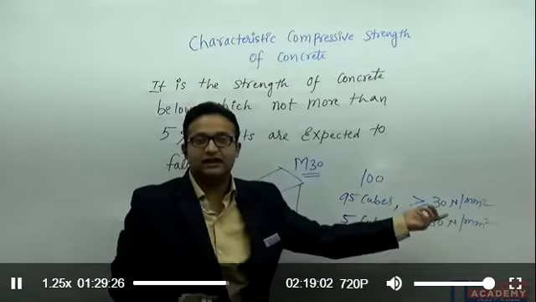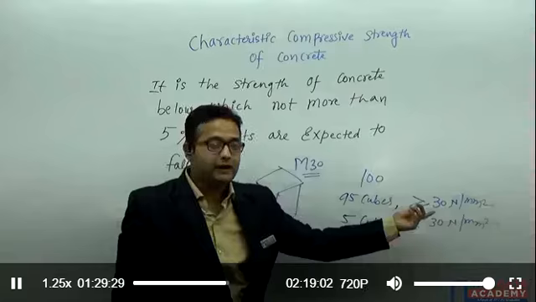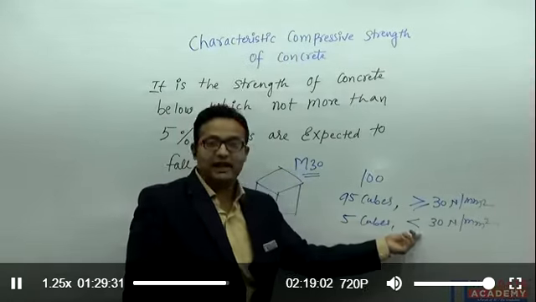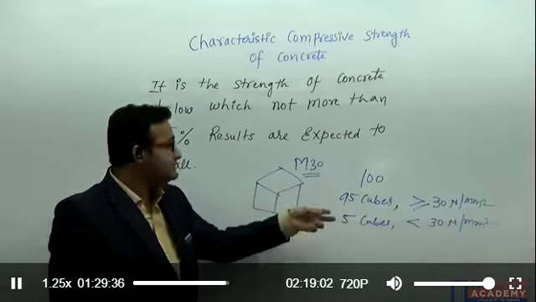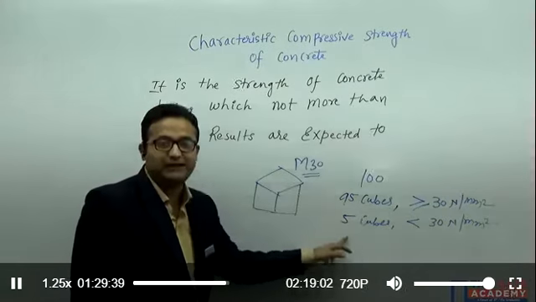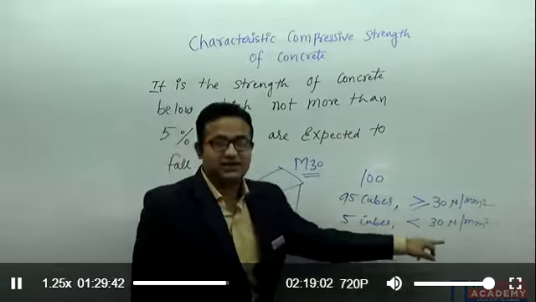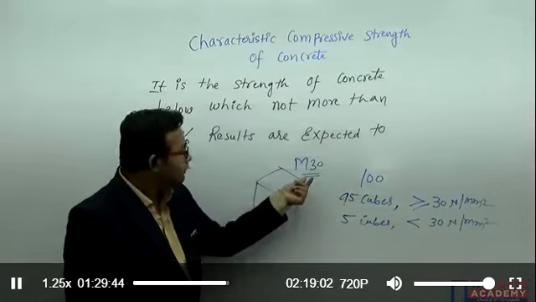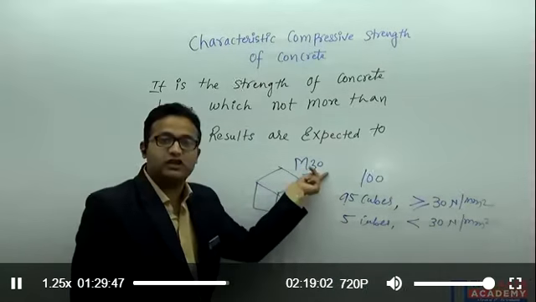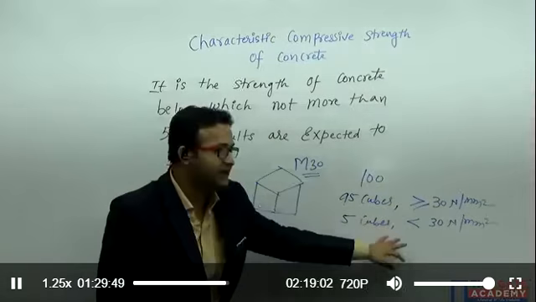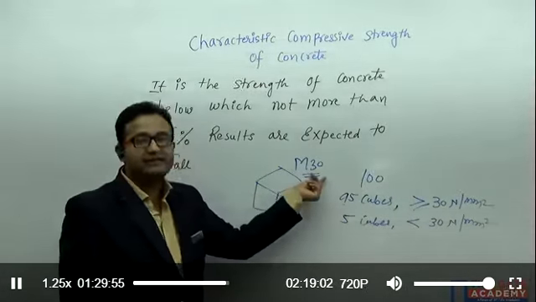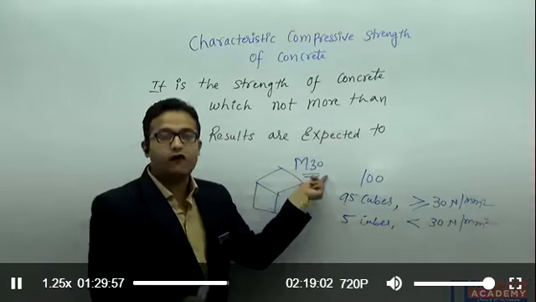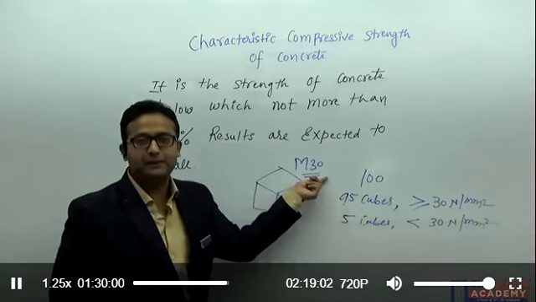95 cubes are giving me the strength greater than or equal to 30 Newton per mm square, and the 5 cubes are giving me strength less than 30 Newton per mm square. So this 30 means here, only 5% of results are expected to fall. These are giving me the strength less than that, right? So this 30 is called the characteristic compressive strength of concrete. If you satisfy this condition, then as per IS 456, this 30 is called the characteristic compressive strength of concrete in Newton per mm square.